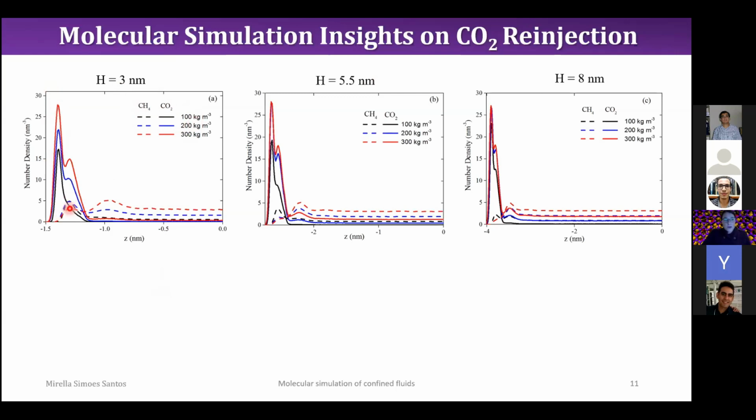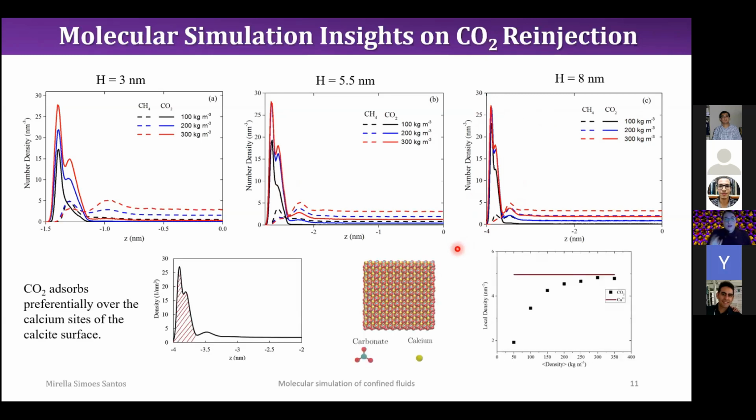And as we are increasing the pore height, or the pore width, sorry, what we see is that there is a certain limit to the amount of CO2 being adsorbed on the calcite surface. So for the larger pore here, I have 8 nanometers. For the different average densities inside the pore, it looks like we are reaching a certain plateau in terms of CO2 adsorbed onto the calcite surface. And this is so because CO2 adsorbs preferentially over the calcium sites of the calcite surface.